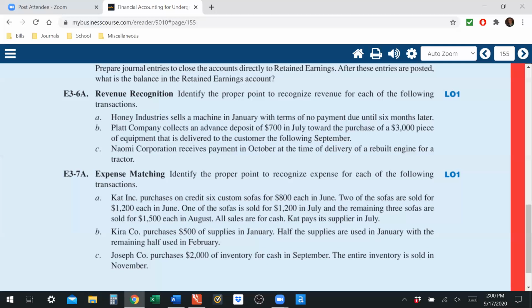And then C, Naomi Corporation receives payment in October, which happens to be the same time that they delivered a rebuilt engine for a tractor to a customer. When does Naomi get to recognize revenue? There's only one point, in October, right? This is a rare example where they earn the revenue at the exact same time that the customer pays them cash. It doesn't usually happen that way. So in summary, the answer to A was January, answer to B was September, answer to C was October.